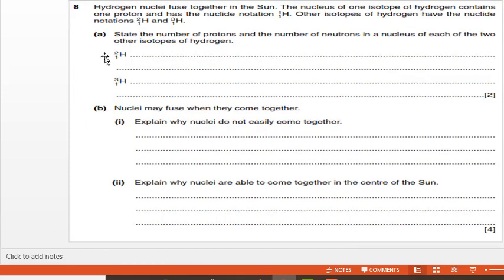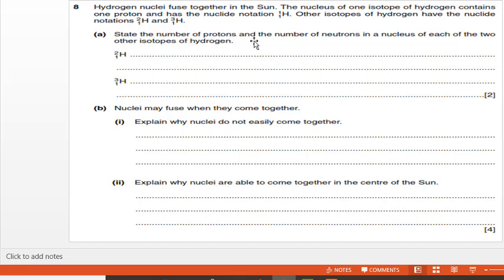Okay, let's move and look at another one. Here we have another question 8 from another paper. It says hydrogen nuclei fuse together in the sun. Again, we are not interested in fusion at this level. The nucleus of one isotope of hydrogen contains 1 proton and has a nuclide notation of H with 1 and 1. Other isotopes of hydrogen have the nuclide notation with mass number 2 and 1 as atomic number, and mass number 3 with 1 as atomic number. Now the question is: state the number of protons.